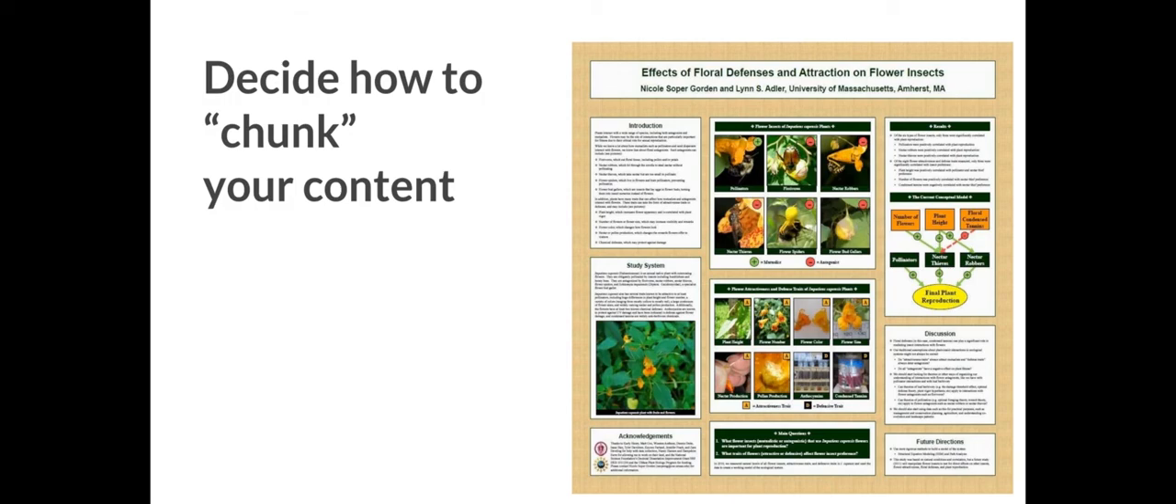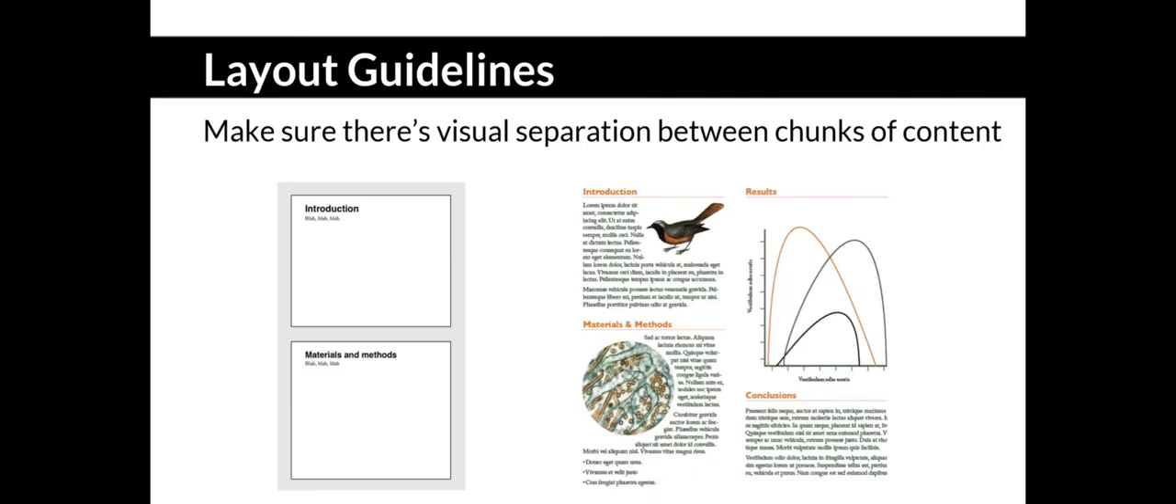Next, you'll want to decide how to chunk your content. Do you want a traditional 3-column layout like the one seen here? Or would you like a 2-column layout? Think about how much you're trying to convey and what's going to work best. You always want to make sure that there's visual separation between the chunks of content. So you can see on the left-hand side, in the shaded area, they've used boxes to separate the introduction from the materials and methods. On the other side, they've used color and lines.